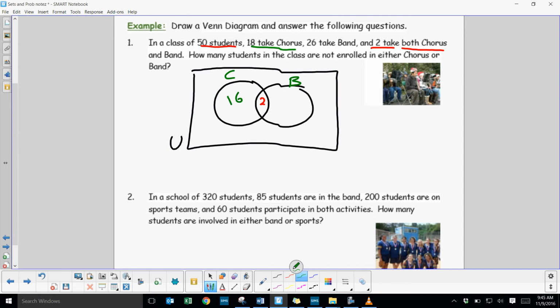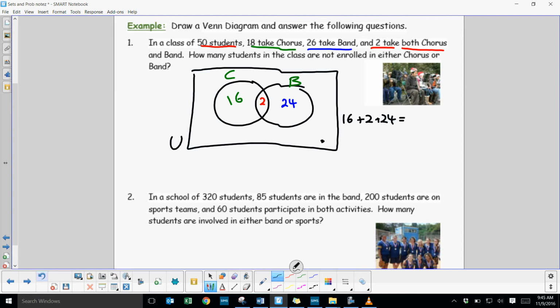And 26 take band. So you probably realize already, 2 plus 24 makes 26. And are we finished yet? No, we're not, because we need to add up those little totals to work out if there are any on the outside here. 16 plus 2 plus 24.